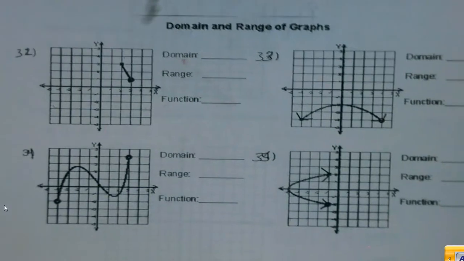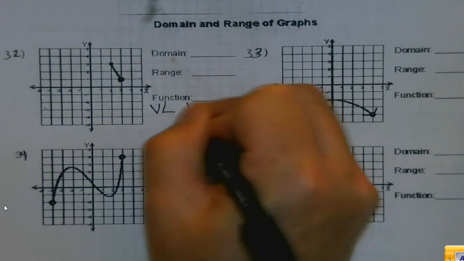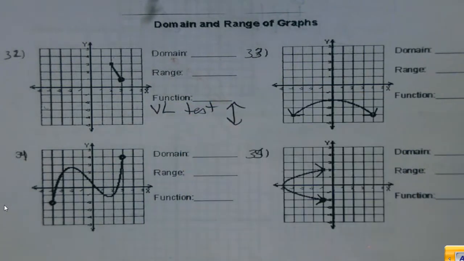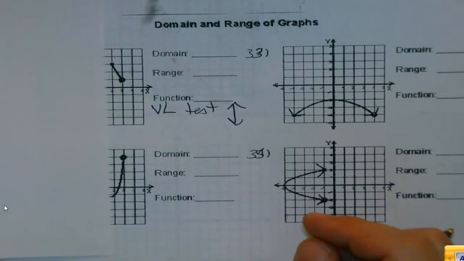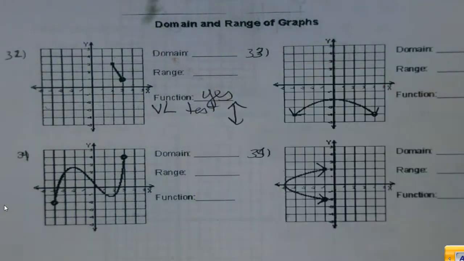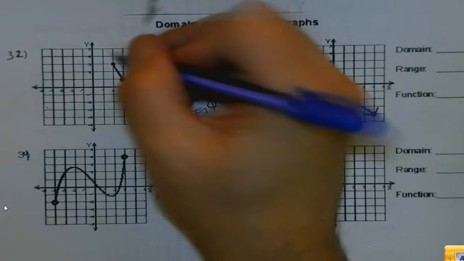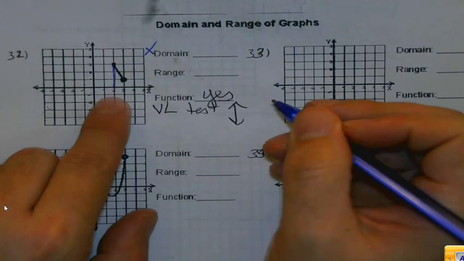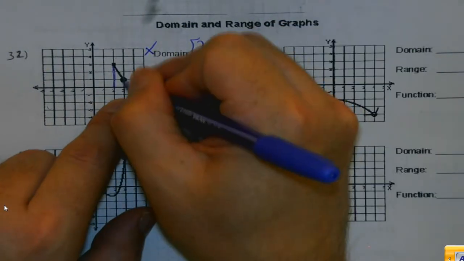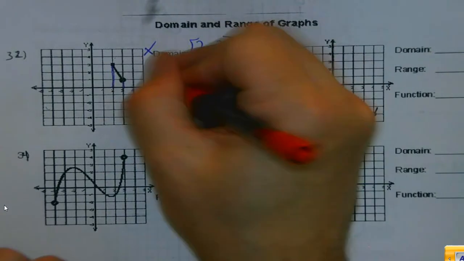So the last couple. Domain and range of graphs. And is it a function? Remember, function. Vertical line test. Can I run a vertical line through and it only goes through my graph at one point? If that answer is yes, we put yes. If it's not true, if it goes through it more, we put no. Domain. X values. Left to furthest right. 3. Range. Y value.